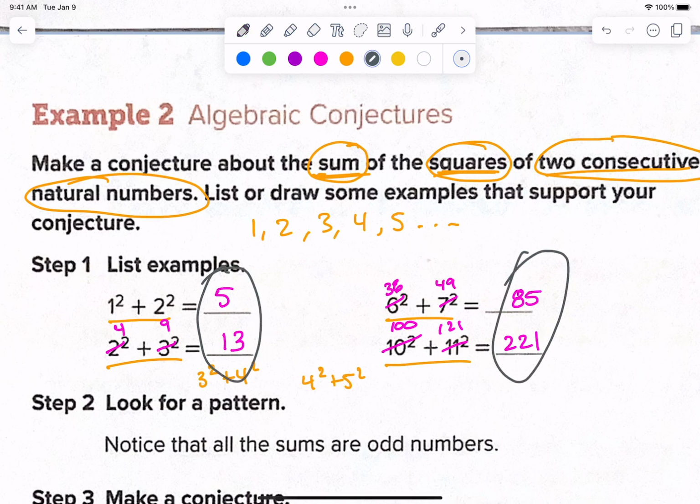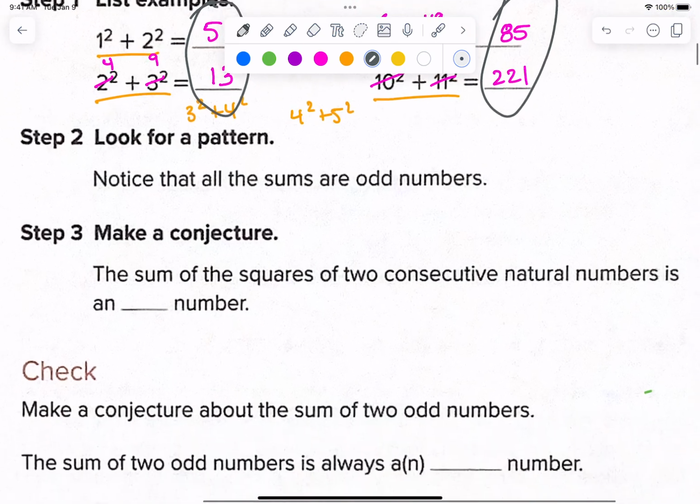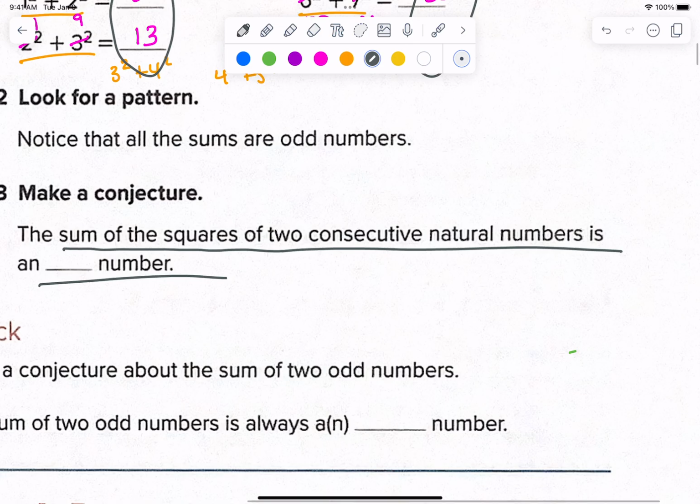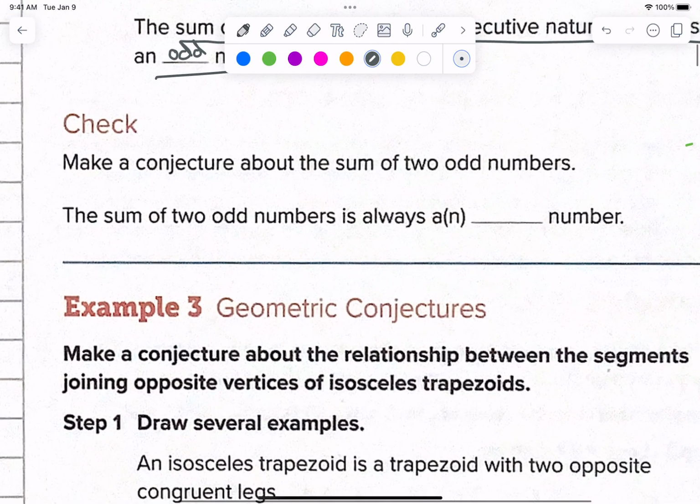They're all odd numbers. True? So we can establish the pattern that no matter what, if you add the squares of 2 consecutive natural numbers, it's always going to be an odd number. Notice that the sums are all odd. The sums of the squares of 2 consecutive natural numbers is an odd number, right? It doesn't have to be like you're adding something every time. We just notice, hey, that's always going to be an odd number, right? Happy with that? Let's go to the check.